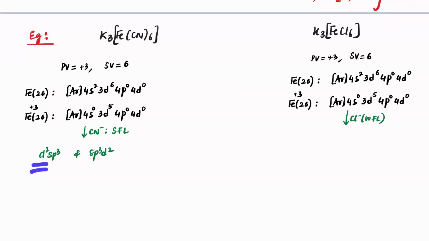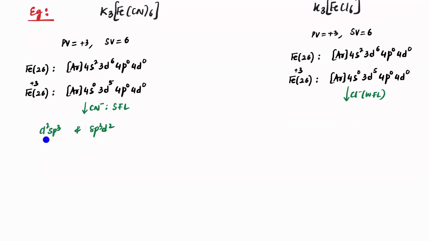d2 means inner d orbitals. Here sp3d2 means outer d orbitals. Now, if it is about inner d orbitals, I should have 3dx2-y2 and 3dz2 free, meaning empty, then we have 4s and all three 4p. 4p is anyway empty. Can I make two empty orbitals in 3d? Yes, we can. How can we make it?